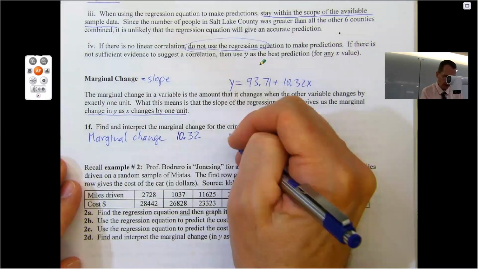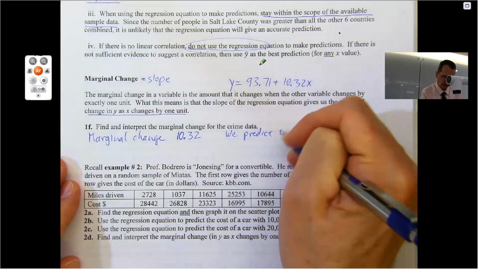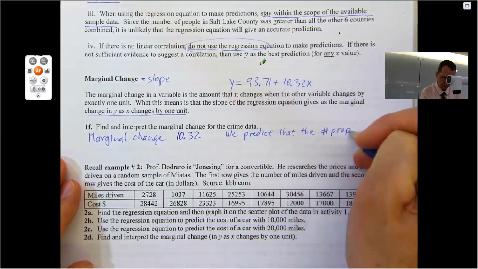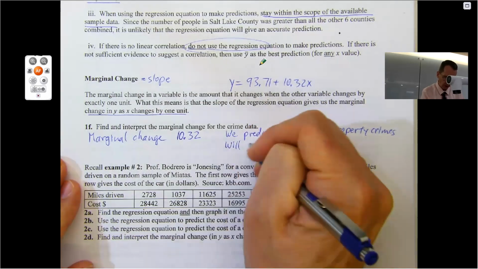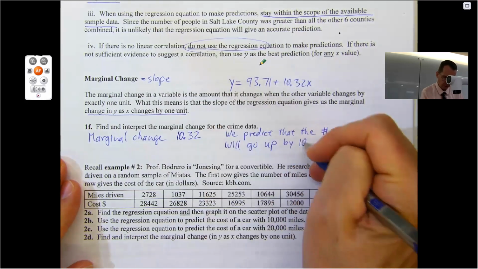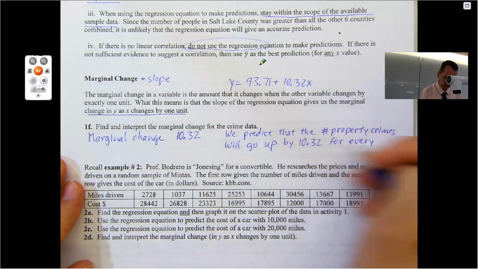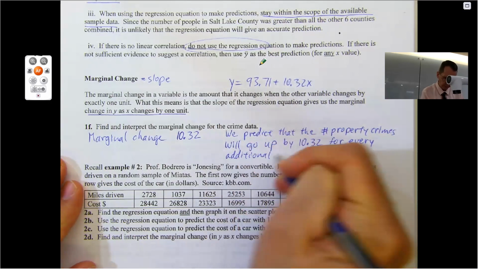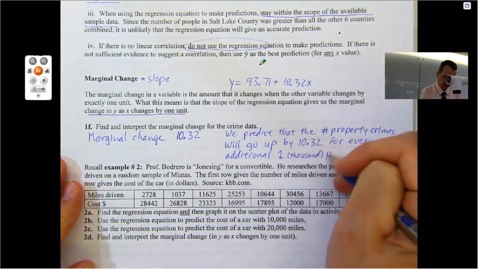So we predict that the number of property crimes, the y value, will go up, because 10.32 is a positive number, by 10.32 for every additional 1, but remember that we measured those in thousands, people in the county.